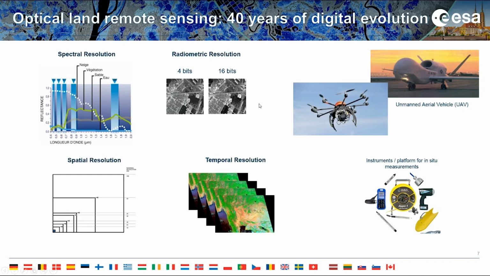And after you have also other remote sensing instruments like unmanned aerial vehicles and in situ instruments. These are very important in order to validate a product.